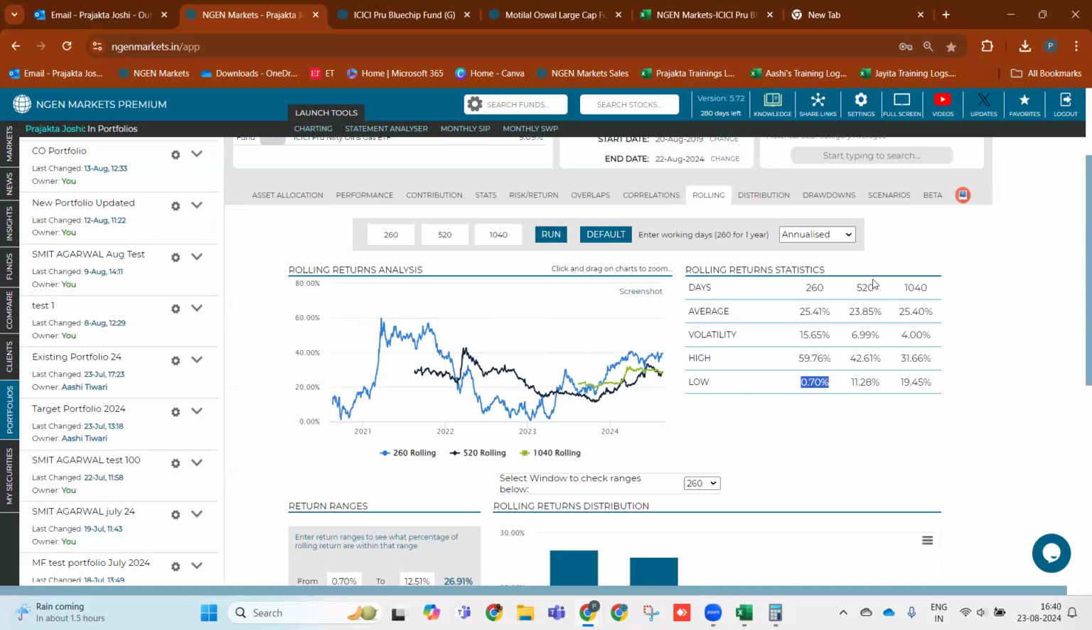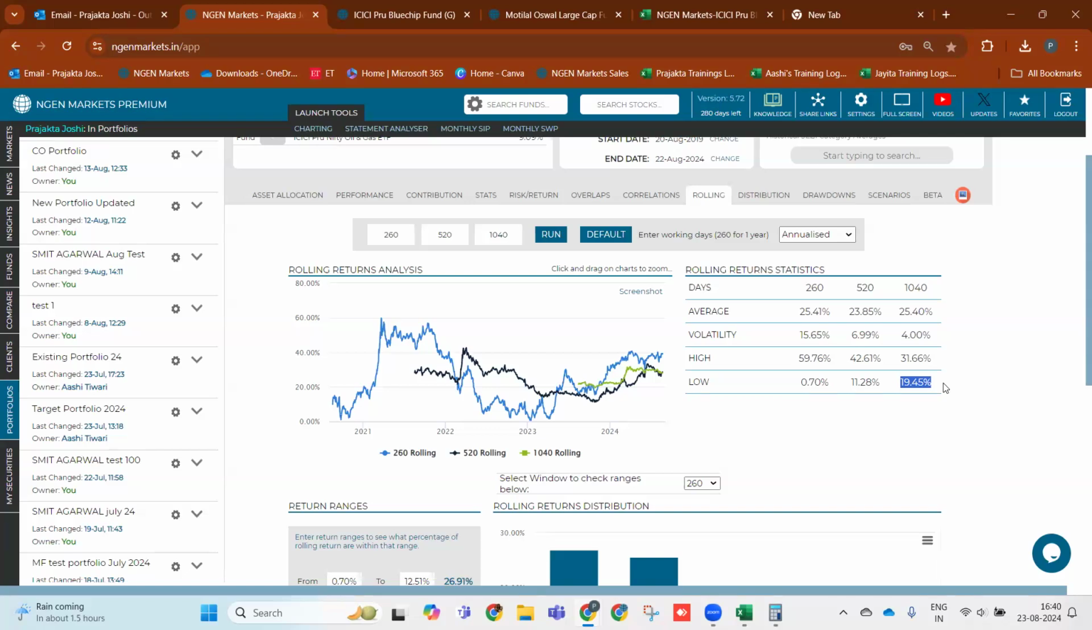However, as he holds on to it for a longer time period, when its holding period increases to 520 days, that's 2 years, the lowest return also becomes 11.28%, and that is on an annualized basis. Similarly, if it increases to a 4 year time period, this is how we can pitch. Your lowest return will also be a positive 19.45%. This is how you can use rolling returns analysis to convince clients, or for that matter, pitch clients to stay invested in mutual fund portfolios for a longer time period.